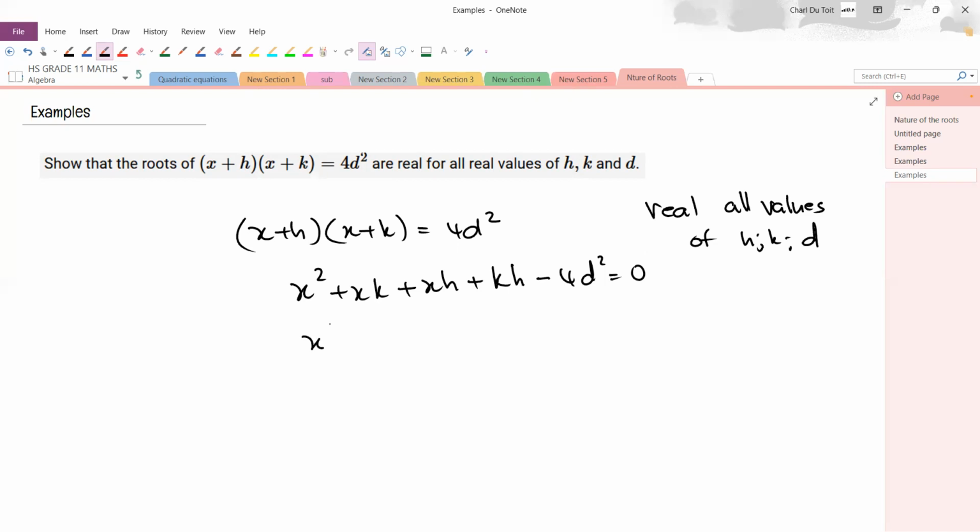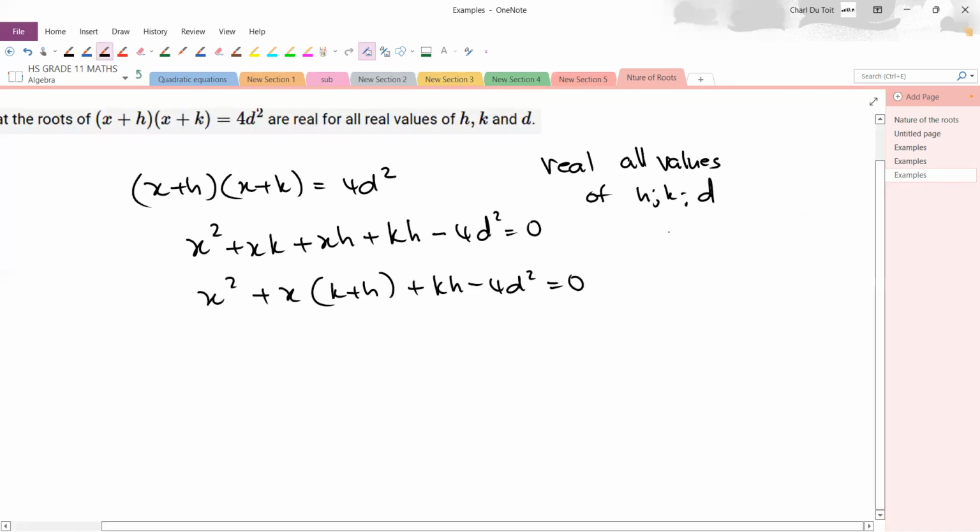Okay, so now x squared, I'm going to factorize x out. Then I get k plus h. And then I have plus kh minus 4d squared is 0. So my a value is 1. My b value is k plus h. And my c value is kh minus 4d squared. Have a quick look at that.